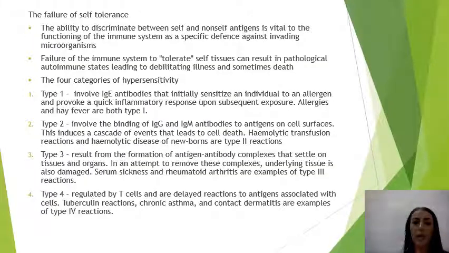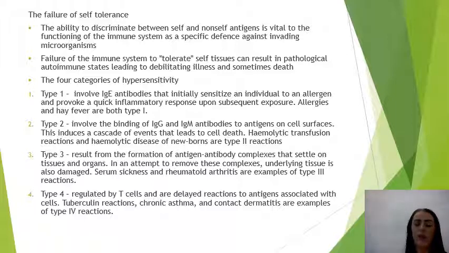So what can happen with the failure of self-tolerance? The ability to discriminate between self and non-self antigens is vital to the functioning of the immune system as a specific defence against invading microorganisms. Failure of the immune system to tolerate self-tissues can result in pathological autoimmune status, leading to debilitating illnesses and sometimes even death. There are 4 categories of hypersensitivity.